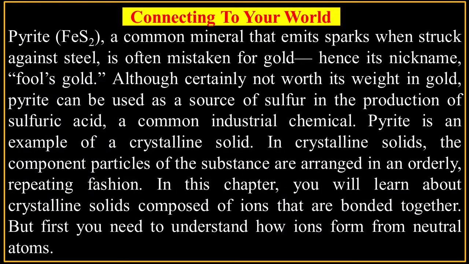Let's begin. Pyrite, FeS2, a common mineral that emits sparks when struck against steel, is often mistaken for gold, hence its name, fool's gold. Although certainly not worth its weight in gold, pyrite can be used as a source of sulfur in the production of sulfuric acid, a common industrial chemical. Pyrite is an example of a crystalline solid. In crystalline solids, the component particles of the substance are arranged in an orderly, repeating fashion.